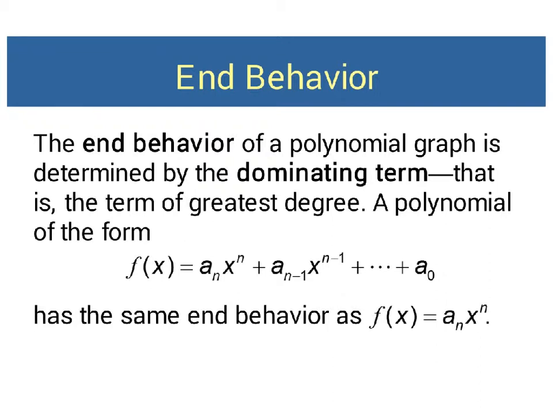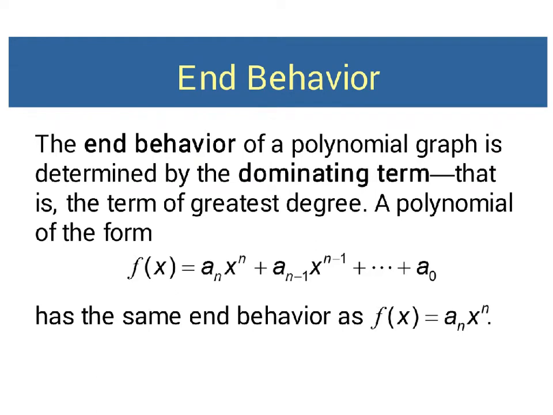Something called end behavior of polynomial graphs is always determined by the dominating term. And we're going to be looking at this in the next consecutive pages that I have in this presentation for you. Okay, so the dominating term in your polynomial is always the one that has the highest degree. It's where you determine the degree of the function. So this function right here is going to have the same end behavior as the piece of it that I just circled. Okay, so let's look at that further.